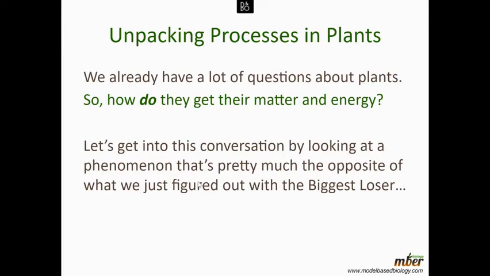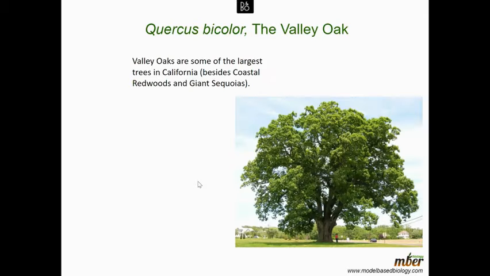If we think about plants, they obviously don't eat food to get their matter. So how do they actually get their matter? Let's get into this conversation by looking at a phenomenon that's pretty much the opposite of what we just figured out with The Biggest Loser, how the guy from The Biggest Loser lost his fat and his matter through breathing out carbon dioxide. How are plants going to do this?